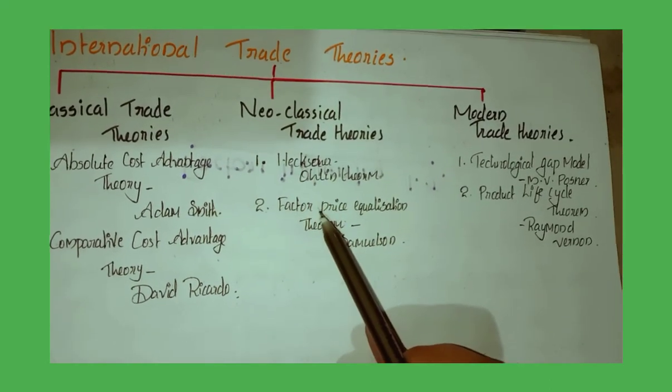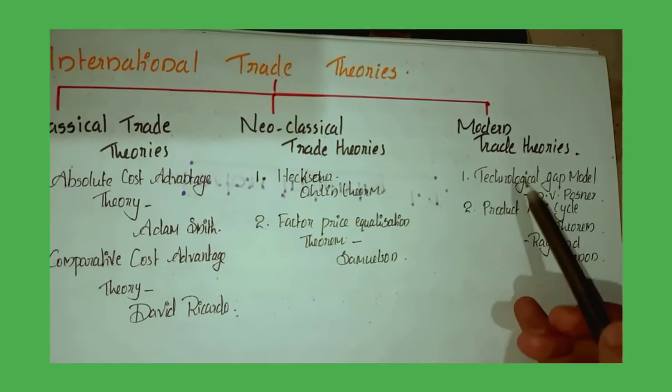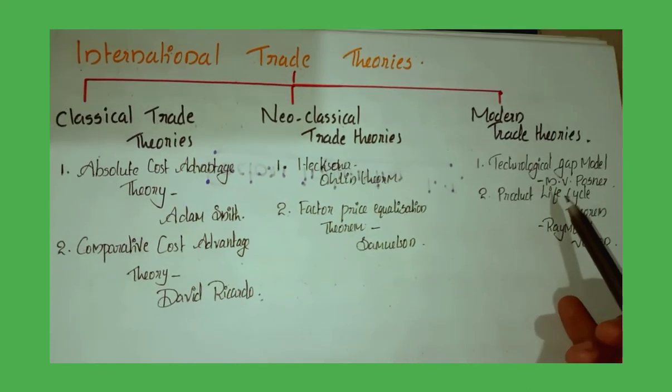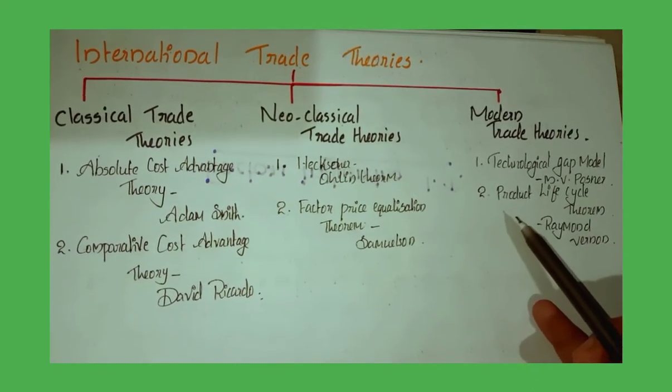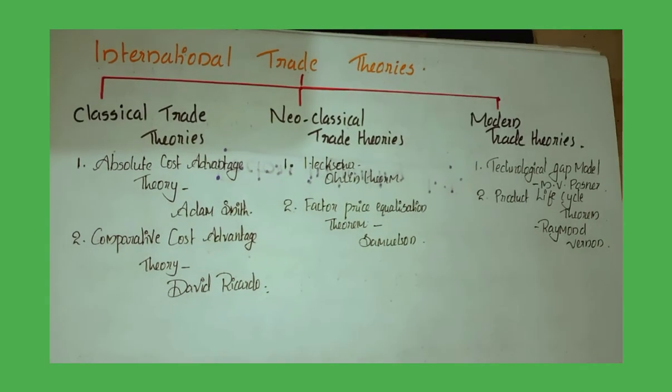The final one is the modern trade theories. They are the technological gap model by M.V. Posner and the product life cycle theorem by Raymond Vernon. This is about the introduction of international economics.